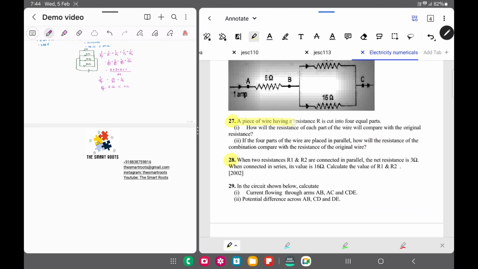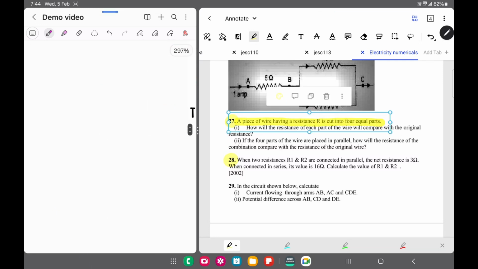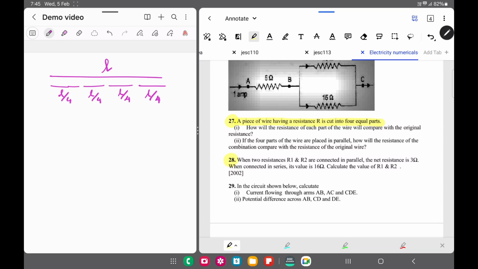A piece of wire having a resistance R is cut into 4 equal parts. So I have a wire, and I am going to divide it into 4 equal parts: 1, 2, 3, 4. If the length is initially L, then for each of the 4 newly created wires the length will be L by 4, L by 4, L by 4 and another L by 4. Am I right? How will the resistance of each part of the wire compare with the original resistance? We are going to compare the resistance of each individual wire with the original resistance.